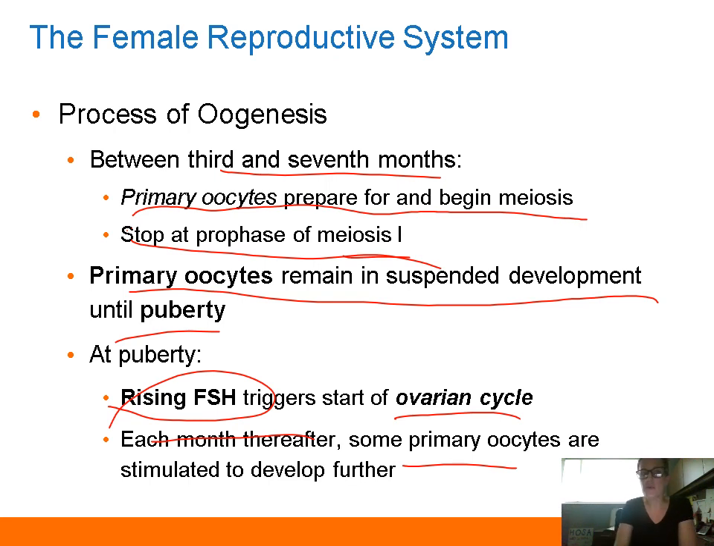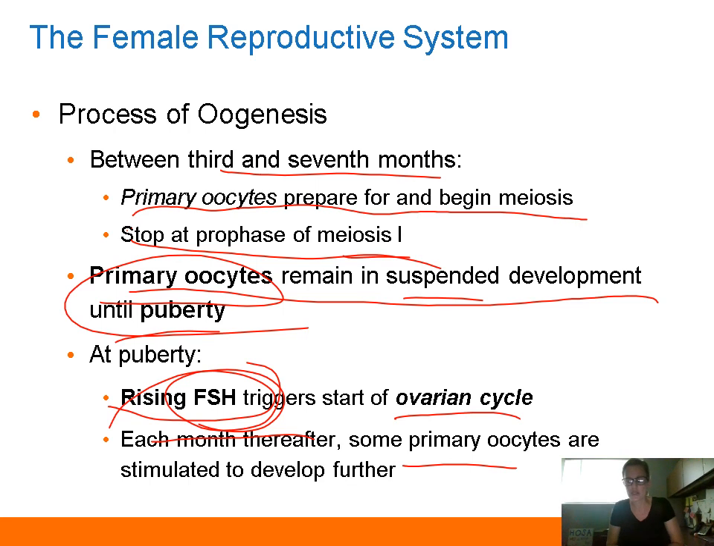And one thing, remember that when the baby is born, those primary oocytes in the middle of meiosis one are stored in primordial follicles. So they're in little follicles, just waiting to be stimulated to continue developing. Notice this hormone is follicle stimulating hormone. It stimulates the follicle to continue its development.